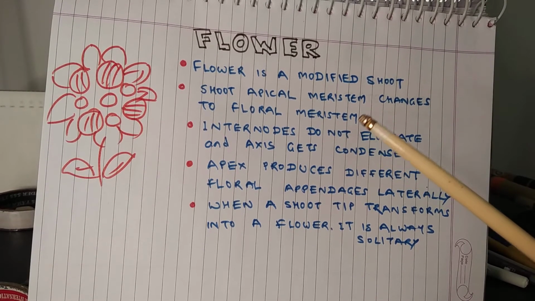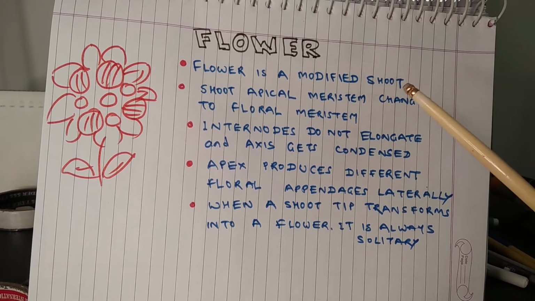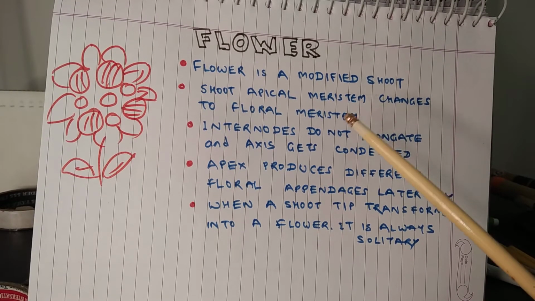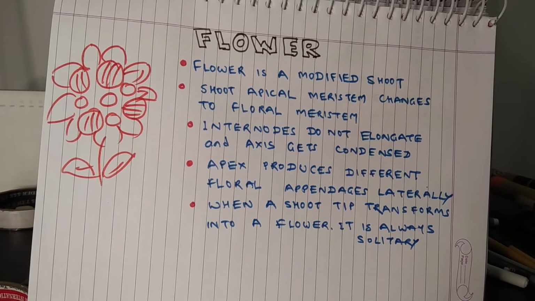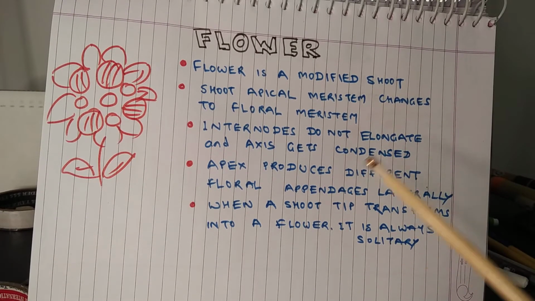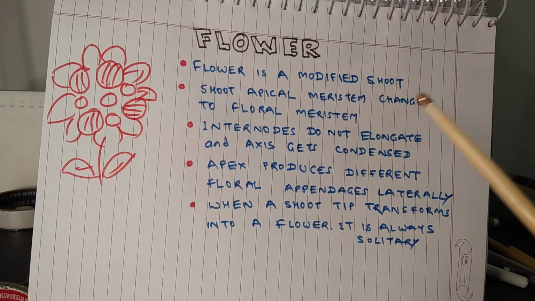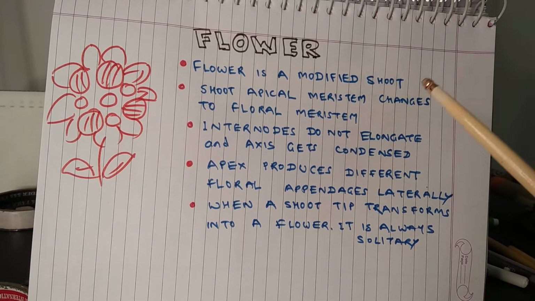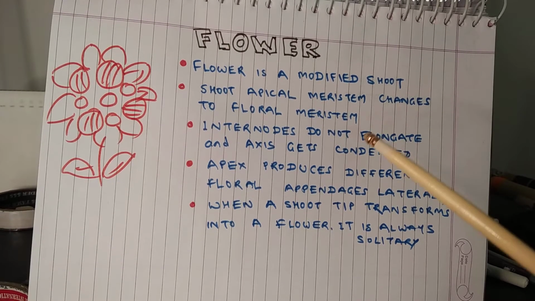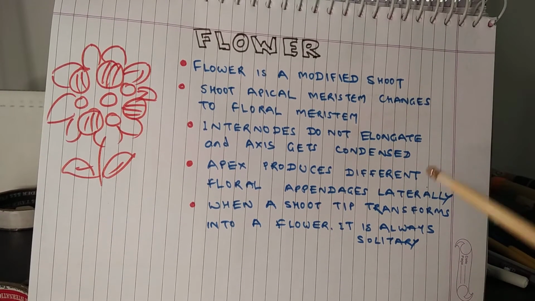Once a shoot apical meristem becomes a floral meristem, internodes do not elongate, which happens in the normal course. The axis gets condensed because it has to produce a flower, and the apex produces different floral appendages laterally. Different floral appendages means different parts of flowers like sepals, petals, stamens. They are produced laterally from the floral meristem.